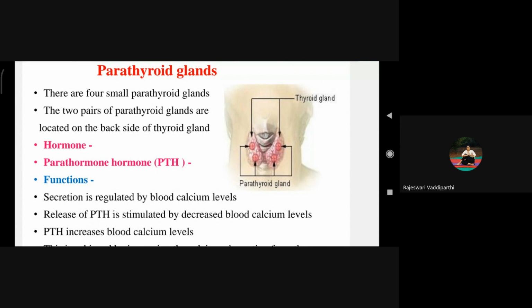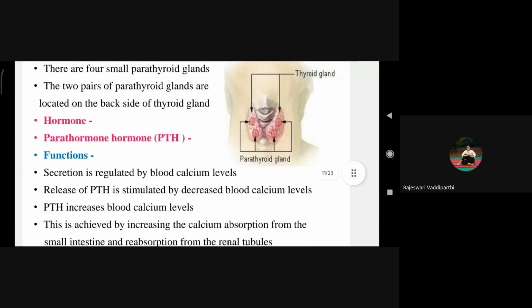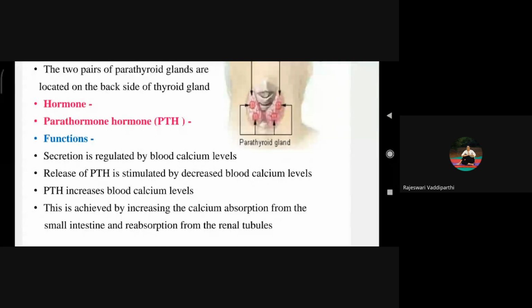And what are the functions of parathormone hormone? Secretion is regulated by blood calcium level. Release of PTH is stimulated by decreased blood calcium level. Okay, so what happens when calcium level in the bloodstream is lower? At that time, the parathyroid gland gets stimulated and produces this parathormone hormone to increase the blood calcium level.